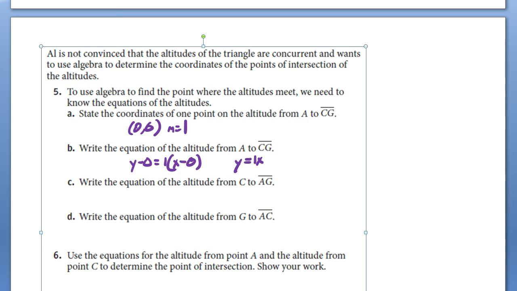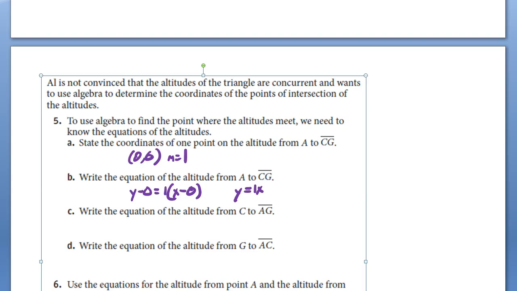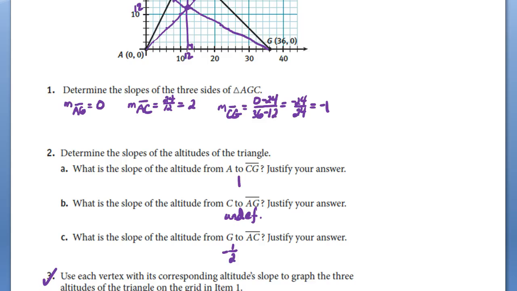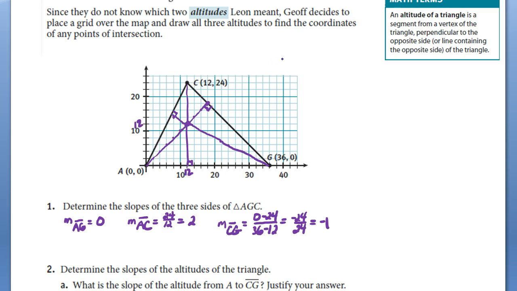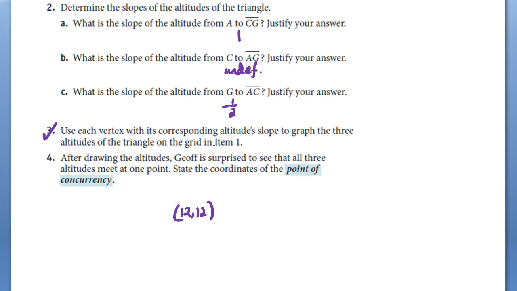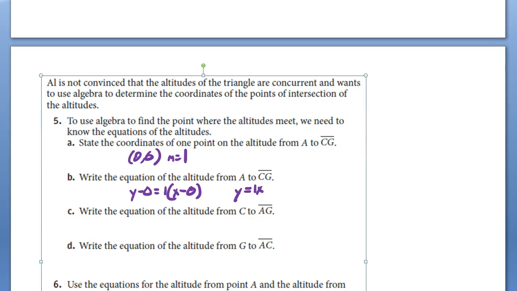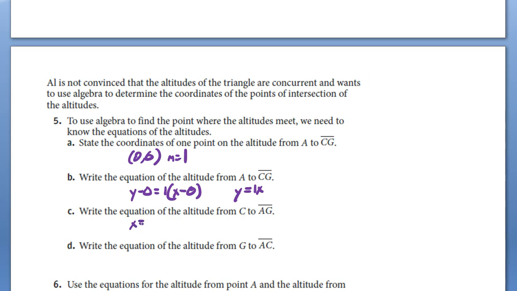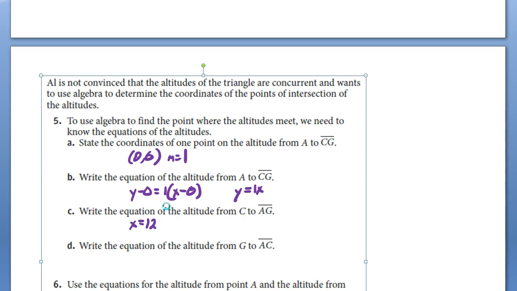Question C, write the equation of the altitude from C to AG. So that's this one here running down vertically. One of the points for sure on that altitude is (12, 24), and recall that it was a vertical line. And so vertical lines have the equation x equals a constant, and then it was x equals 12. If the point (12, 24) is on it, then x is equal to 12.